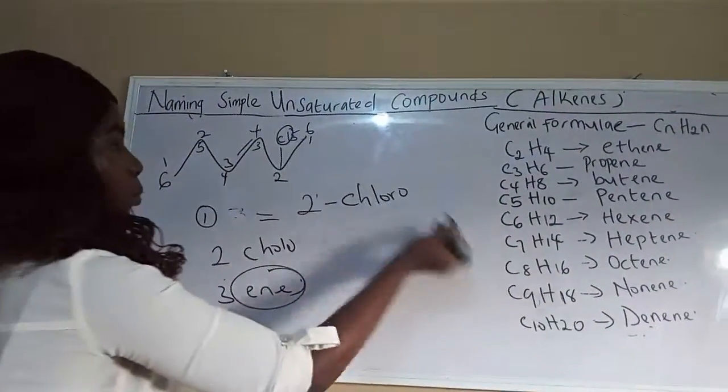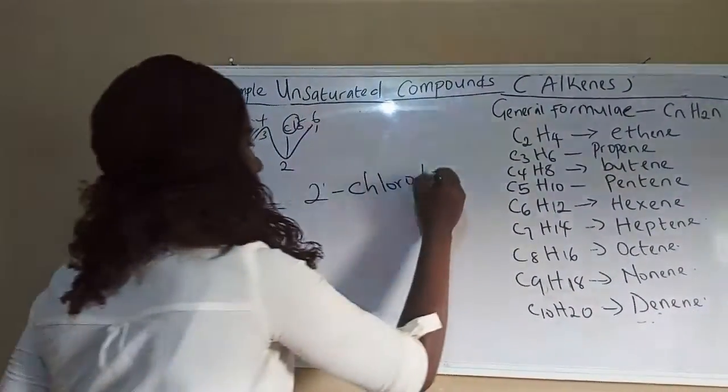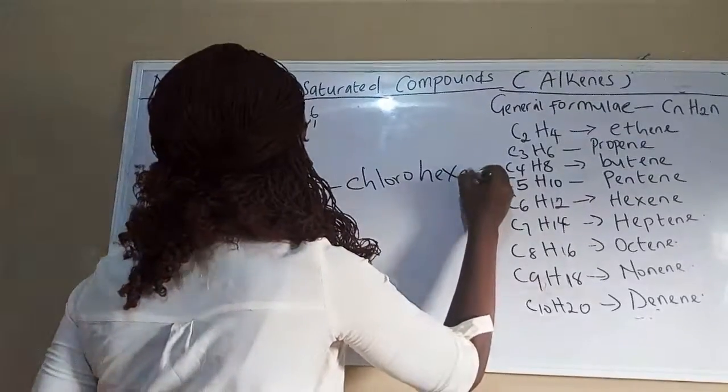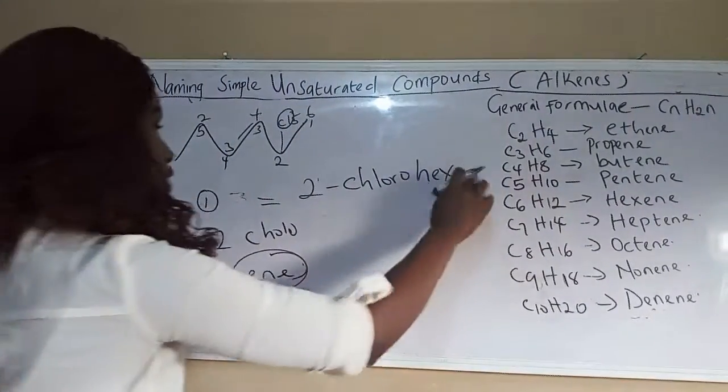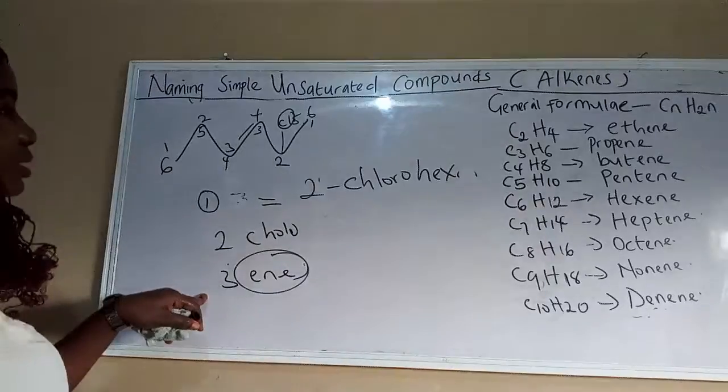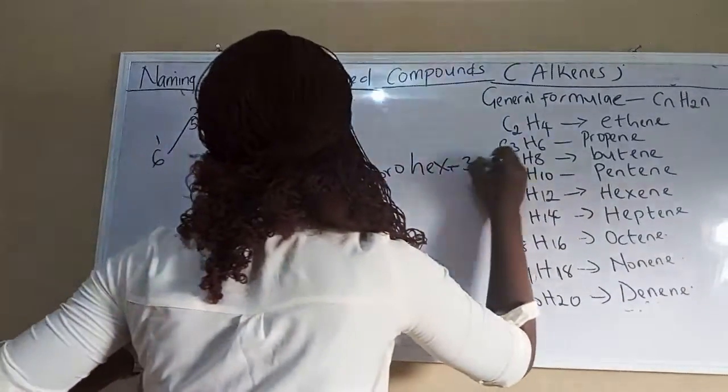2 chloro. How many carbon is there? 6. Hexane. Hex. Where is the double bond? 3. Hex 3 in.